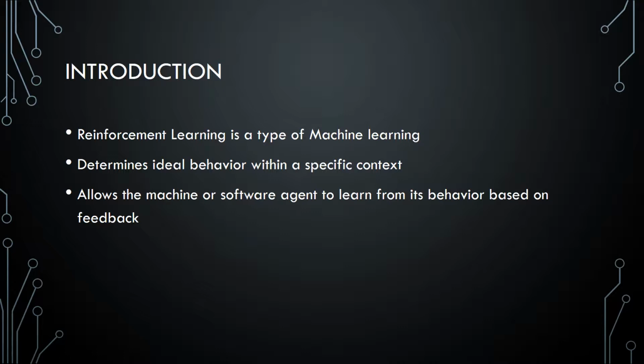Reinforcement learning is a type of machine learning. It determines ideal behaviors within a specific context. Furthermore, it allows the machine or software agent to learn from its behavior based on feedback.